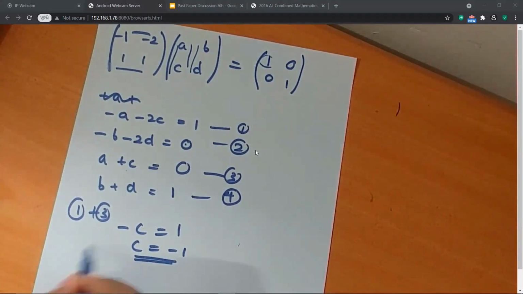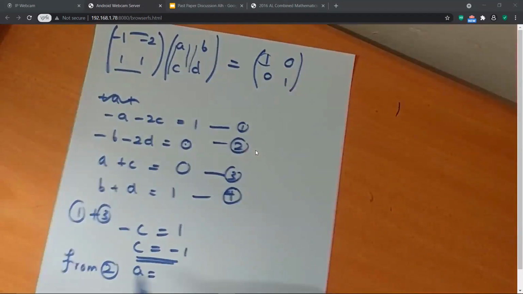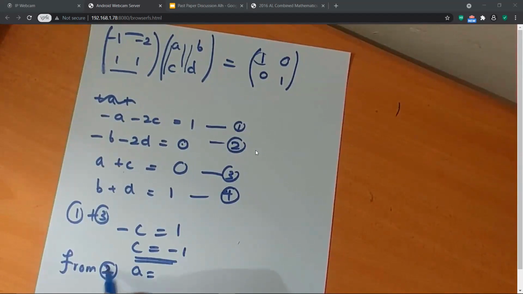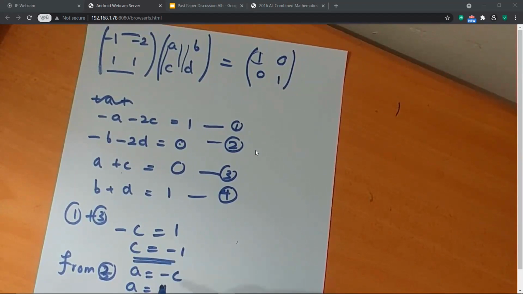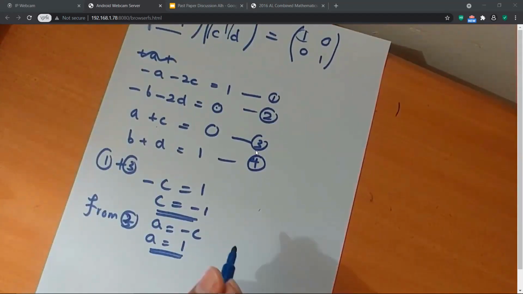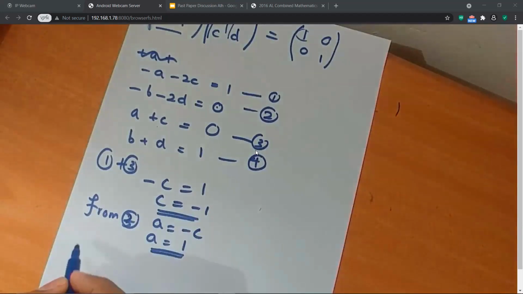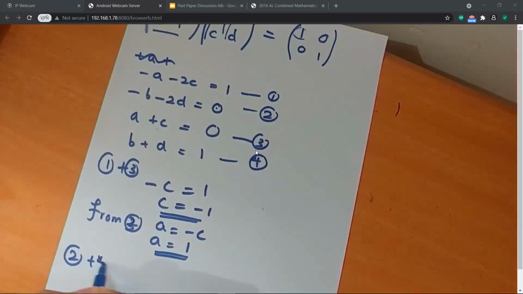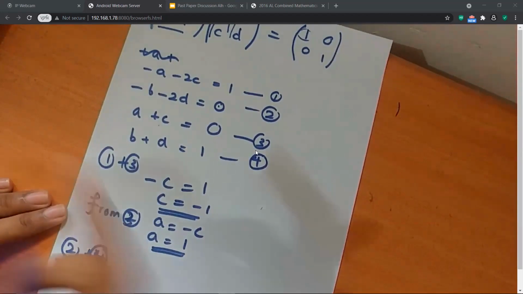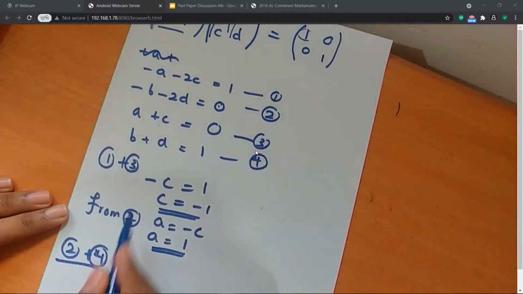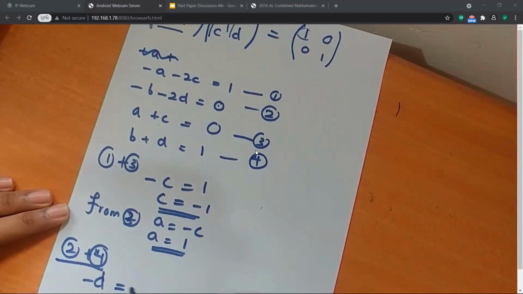So from 3, A is equal to minus C. This means A is equal to +1, since C is equal to -1. Then by adding these 2 and 4, 2 plus 4, D cancels off. So minus 2D plus D is minus D, is equal to 1 plus 0, which is 1. So D is equal to -1.